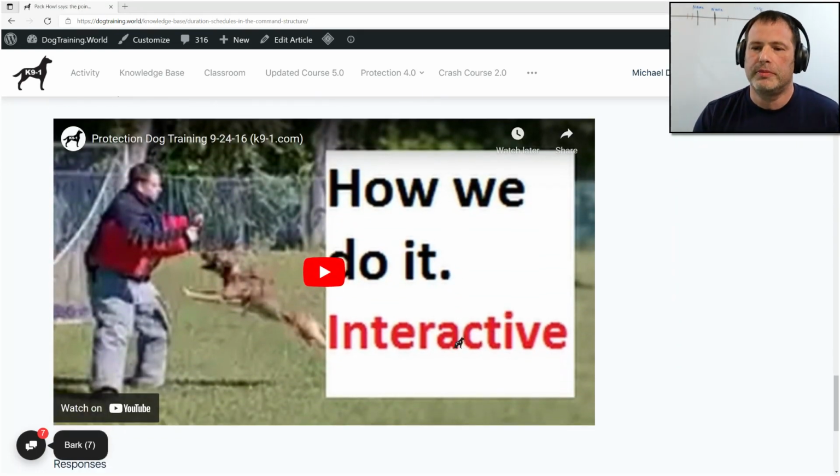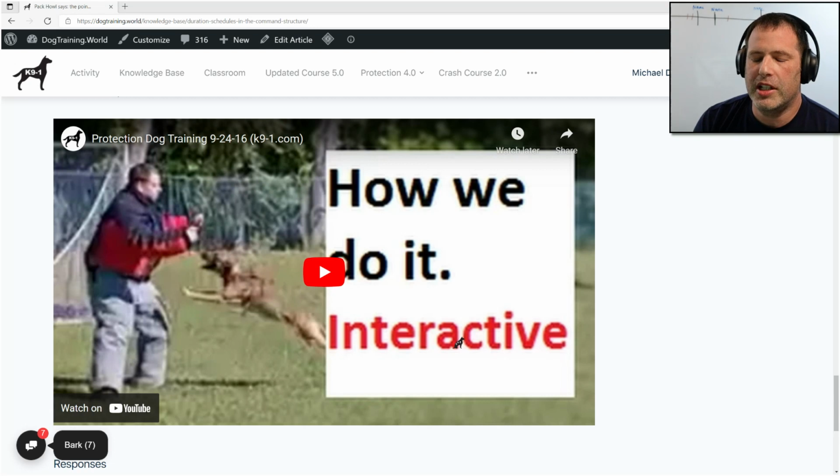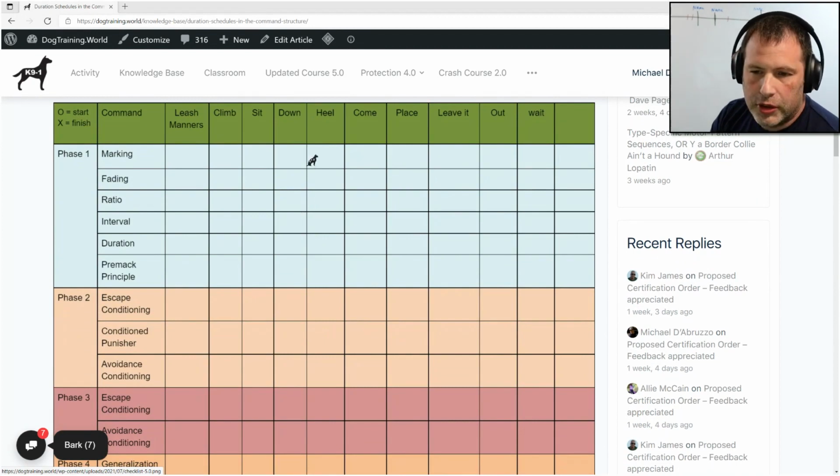So now we're going to show a little more advanced stuff in protection training, how this completely applies to protection training. We're going to show Orfeo doing some protection training, and I'll show a little bit of another dog doing some protection training. We are going to see intervals and durations, and we're also going to see the Premack principle over here. So just going back and forth to our charts, look at what this looks like.